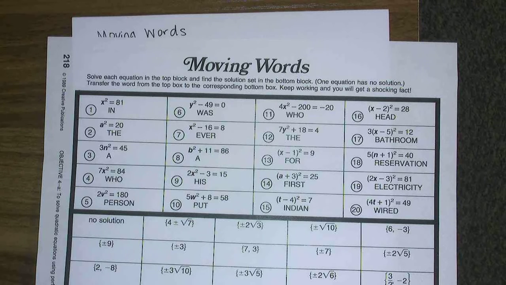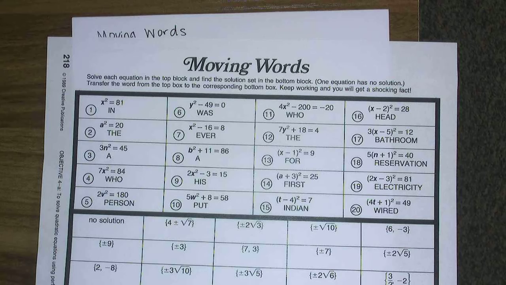Okay, one equation does have no solution here. And just immediately looking at it, I'm not sure which one that is, so I will have to figure that out. But anyways, it says transfer the word from the top box to the corresponding bottom box. So whatever the solution is down here, let's just say for example the solution to this one is right here, then I would write the letter A in this box. Keep working and you'll get a shocking fact.